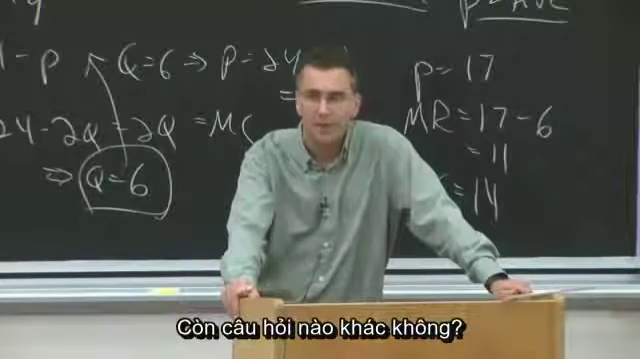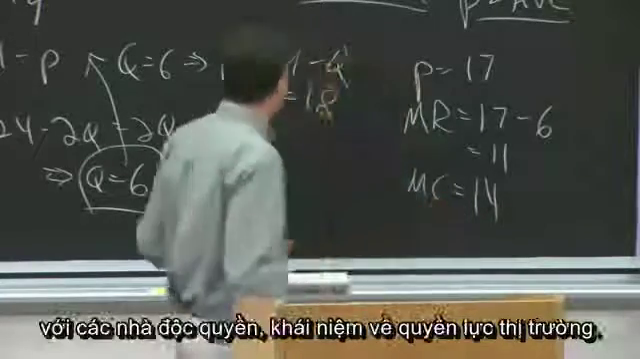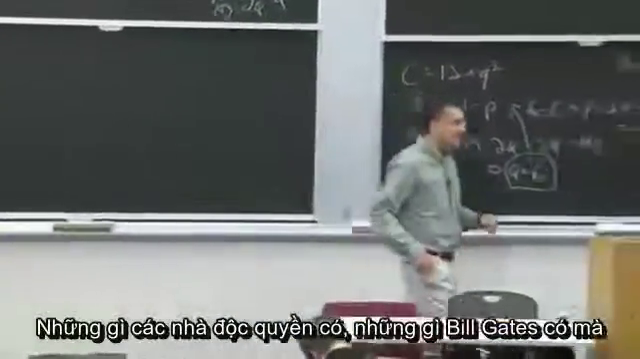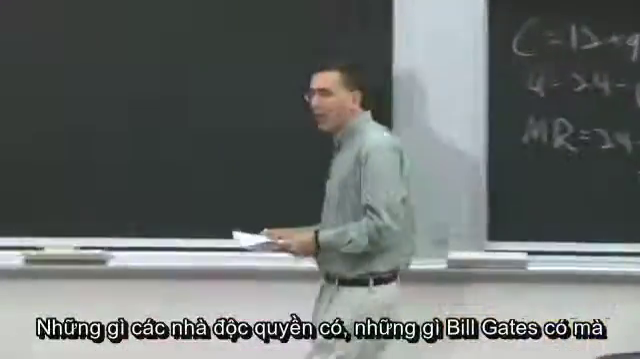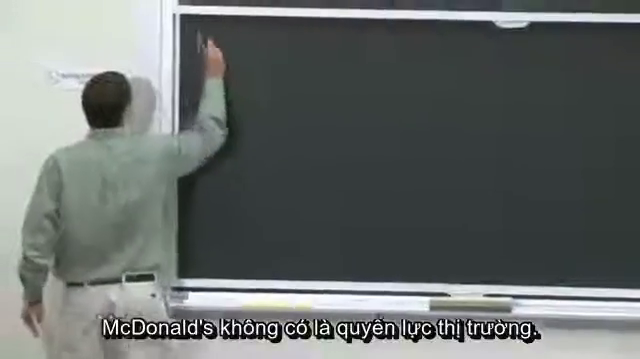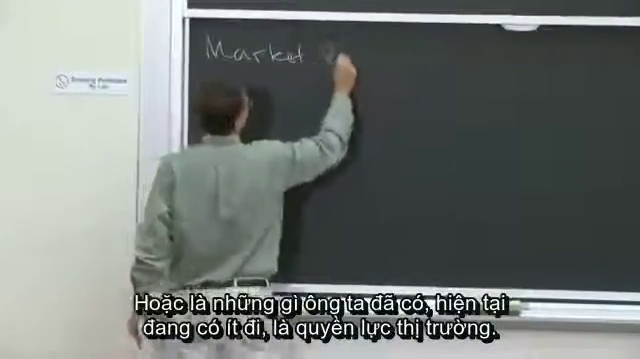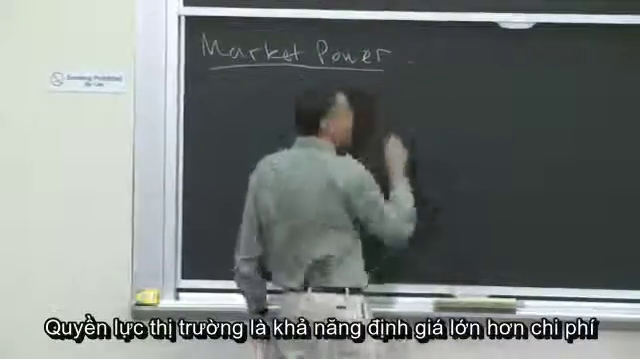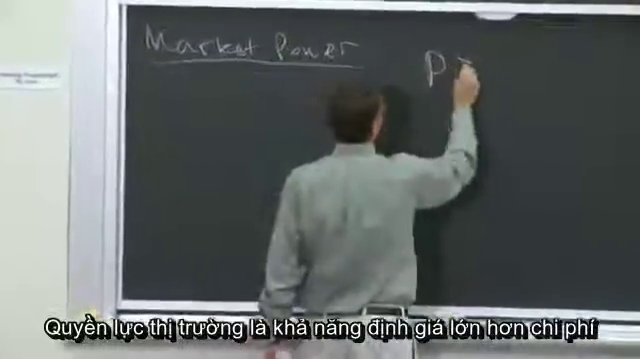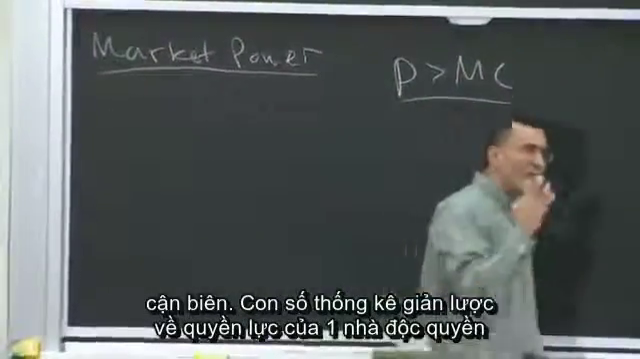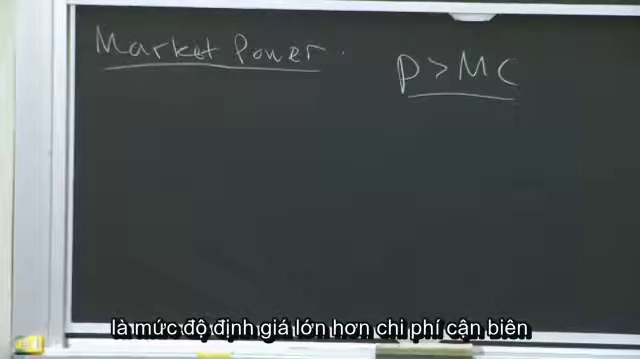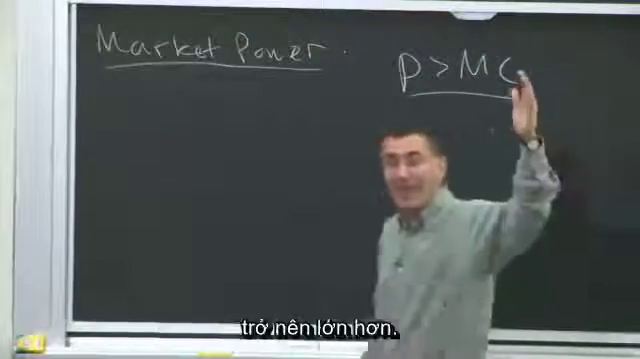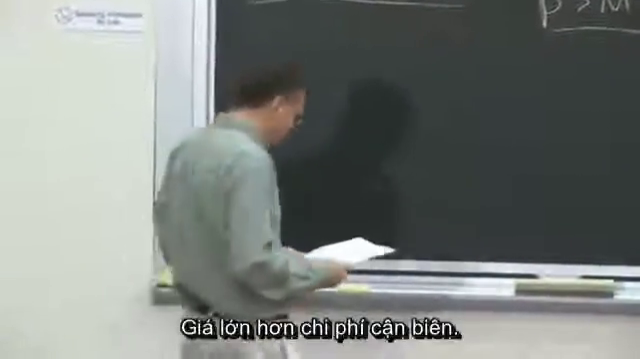Other questions about that? So this is a good opportunity to introduce an important concept with monopolists, the concept of market power. What monopolists have, what Bill Gates has that my local McDonald's does not, is market power. Or what he has less of now, is market power. Market power is the ability to charge price above marginal cost. The summary statistic of how much power a monopolist has is how much they can drive their price above marginal cost. When Bill Gates' marginal cost dwindles to 0, his market power gets bigger. Okay? Price above marginal cost.